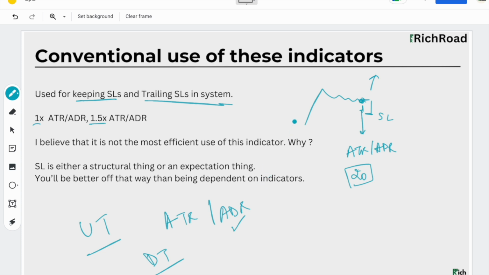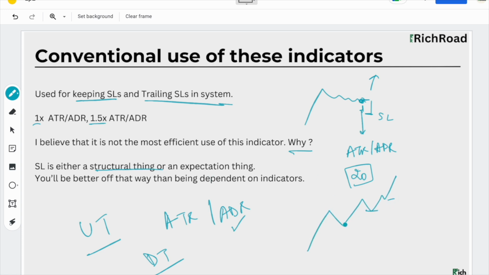I'll still say that this is not the most efficient use of this indicator. Why? Why is that the thing? See, SL will always be either a structural thing that is available on the chart.